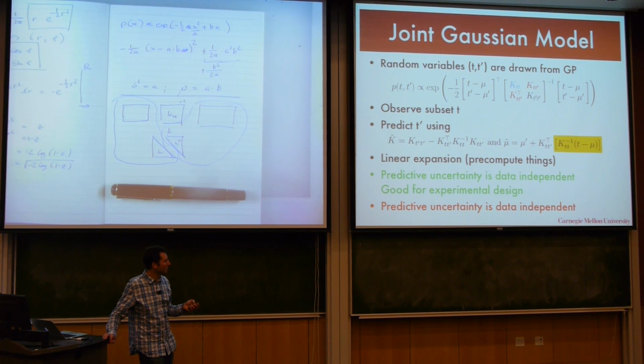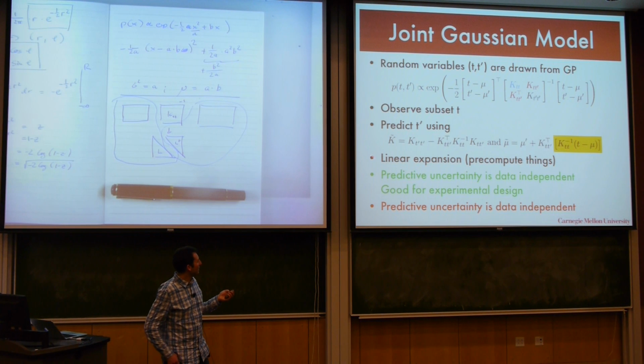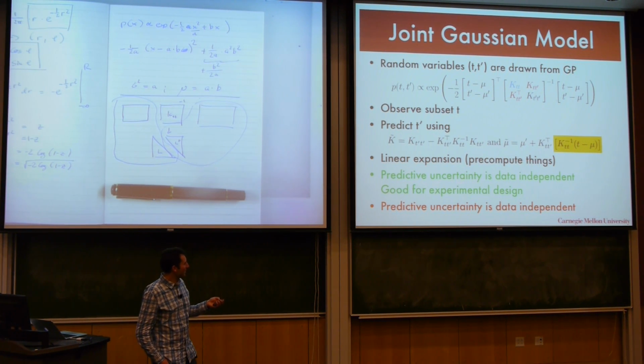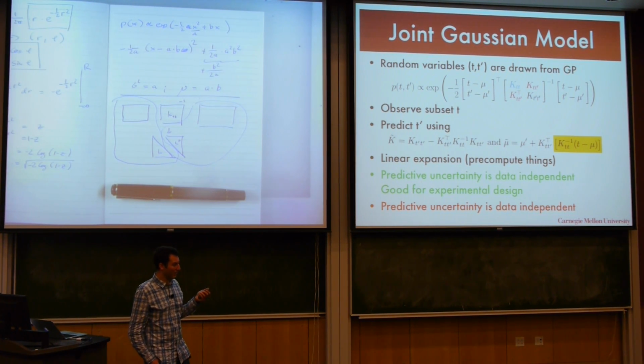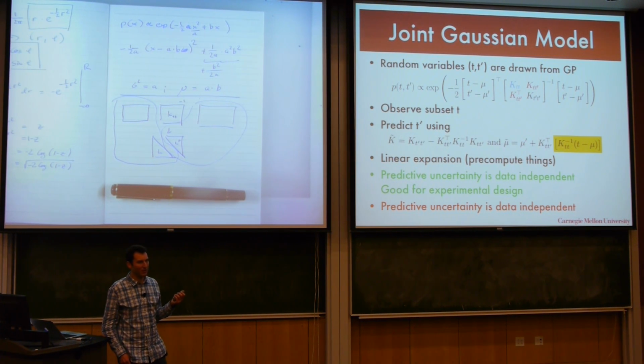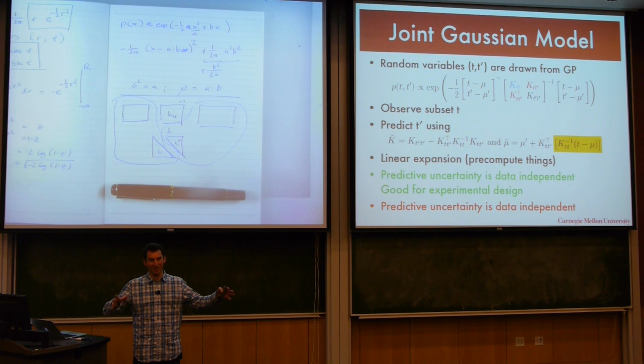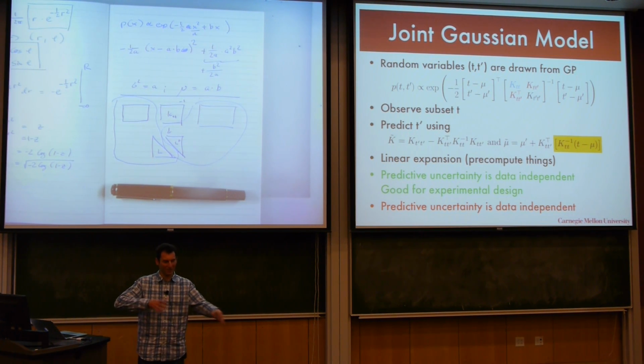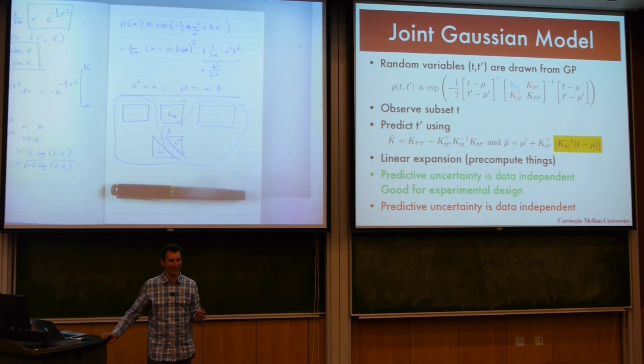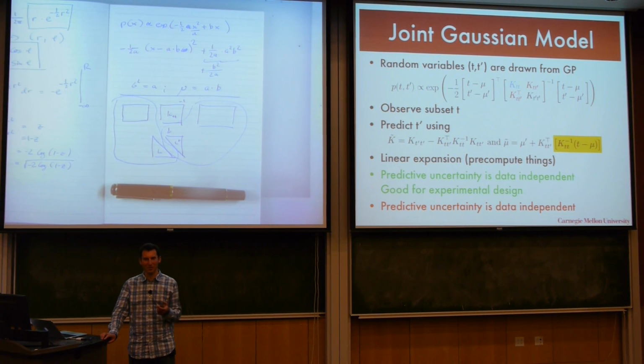Okay, good. Now, here's what's really nice about it. The predictive uncertainty is data independent. So this is really good for experimental design. And there's a very nice paper by Carlos Guestrin and Andreas Krause from 2005, where they actually use this to, for instance, design chair sensors, or to determine where to place sensors in a lake. So chair sensors to infer whether your posture is okay or not.